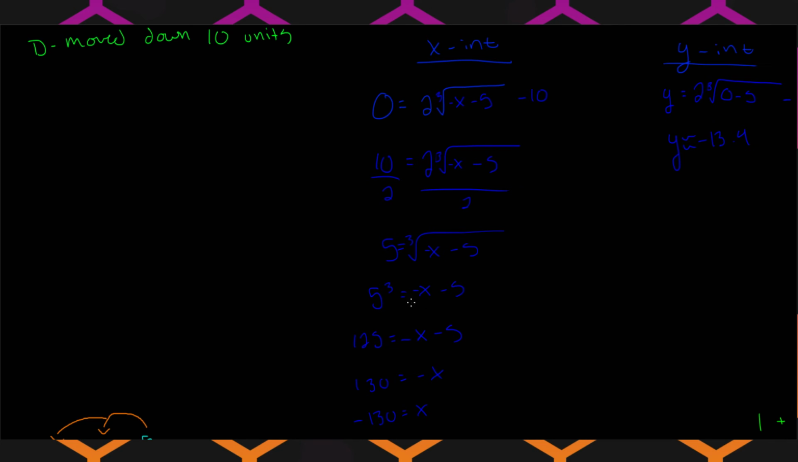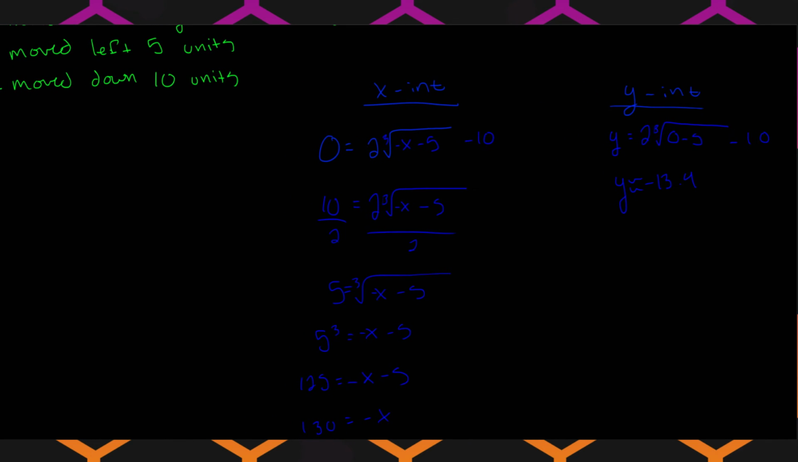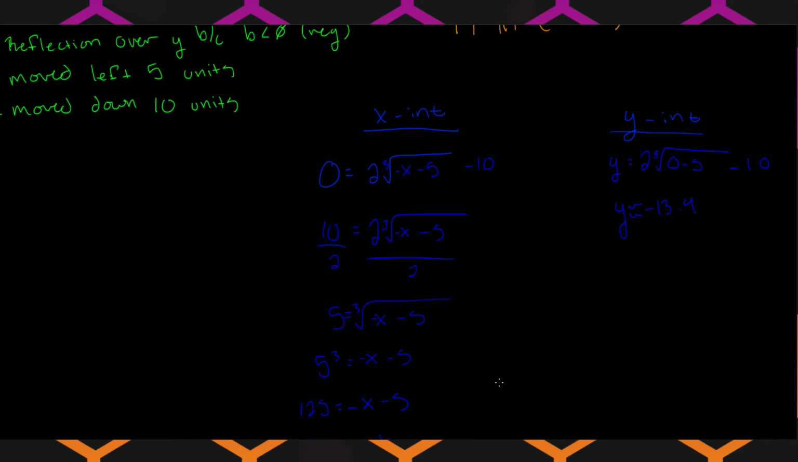We raised both sides to the power of 3, getting 125 equals negative x minus 5. We added 5 to get 130 equals negative x. And then we just switched the signs because we can do that, and negative 130 equals x. So that's our x-intercept.